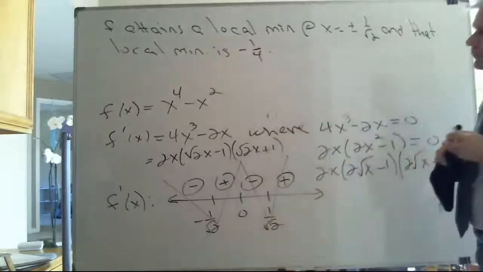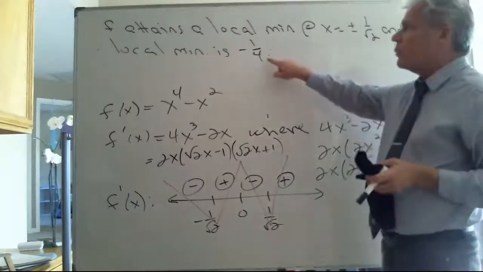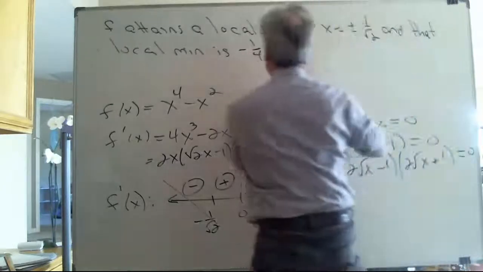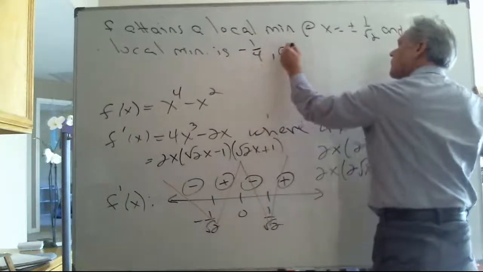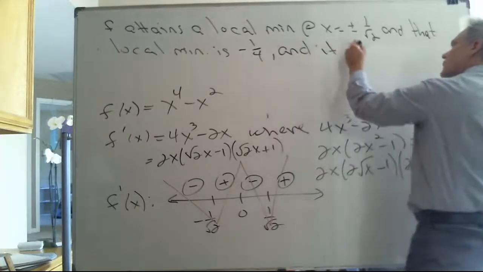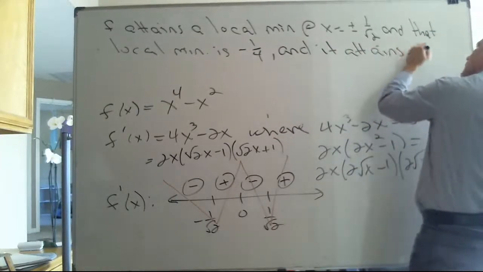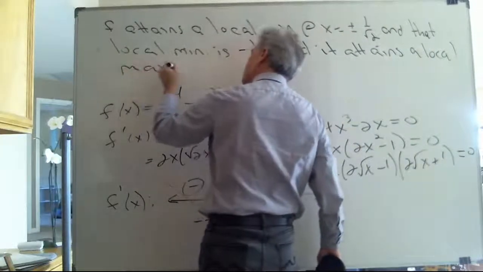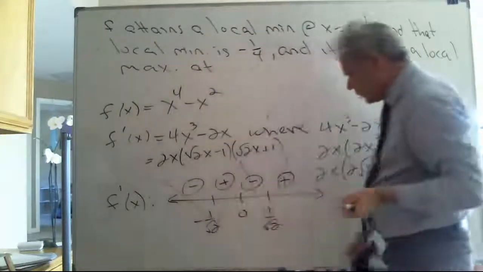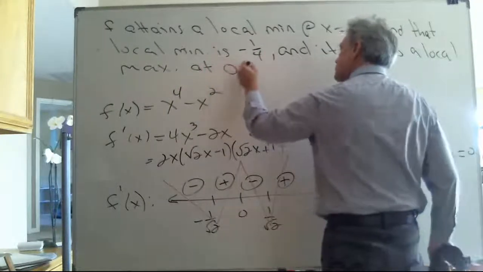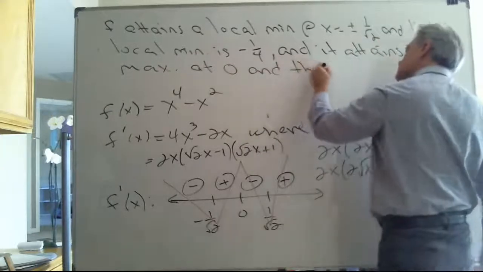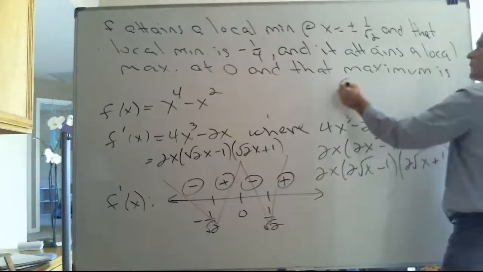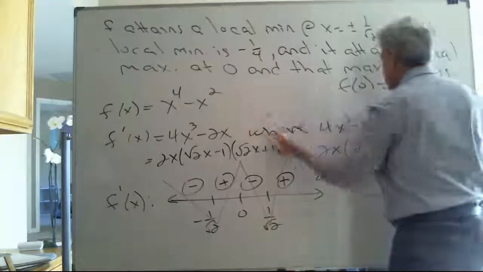Now look carefully at what I've just done. I've identified that there's only one local min, but it occurred at two different locations. That occurs at that value of x. And that maxima is my function evaluated at 0, which clearly is 0 itself.